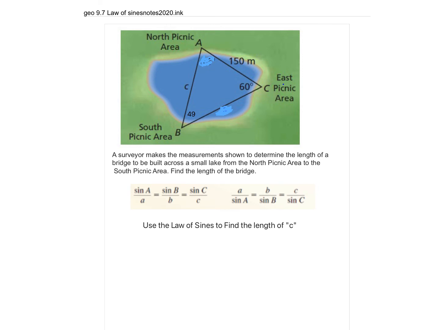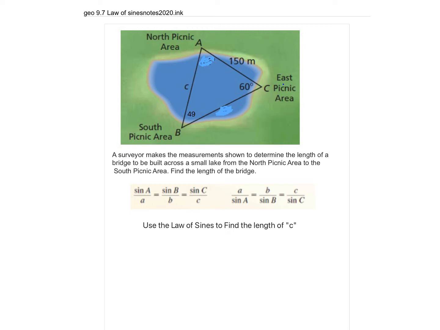Okay, so here, basically, it's a little story problem that goes along with it. A surveyor makes measurements shown to determine the length of a bridge to be built across a lake. So C here is the length of the bridge that they are building. So that's basically what we are finding. It's going from the north picnic area to the south picnic area. We need to find the length of C so we know what the length of the bridge is.